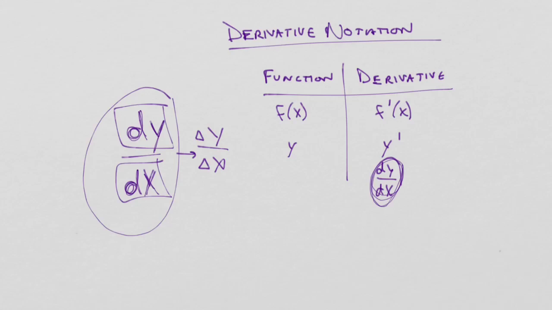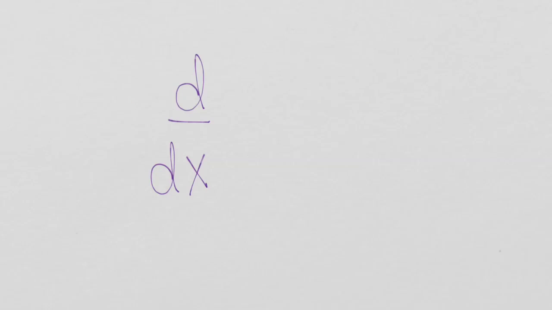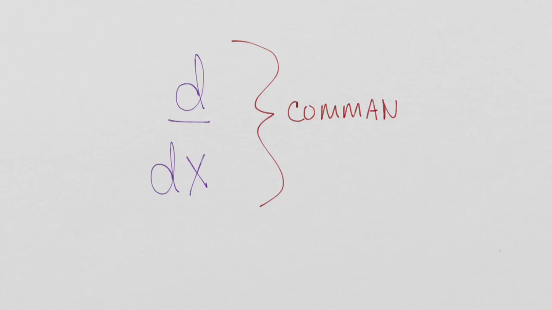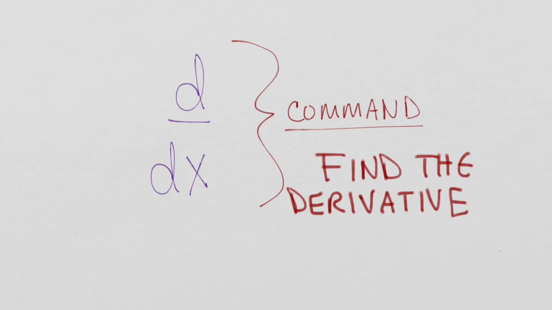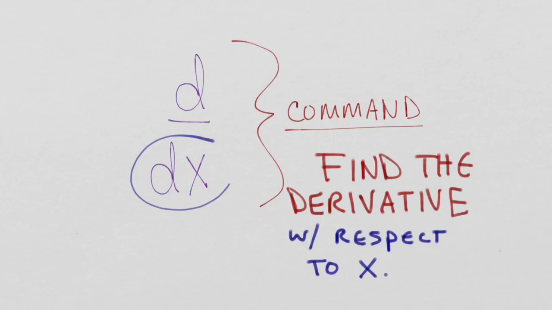So that is the final derivative, but you're going to see this thing in another form: d over dx. When you see d over dx, this is the incomplete version of dy over dx. And this thing is a command. It is an imperative. It is not a suggestion. When you see d over dx, what this screams at you is to find the derivative. And there's one other piece here: we need to pay homage to a certain variable. This communicates that we need to find the derivative with respect to x.